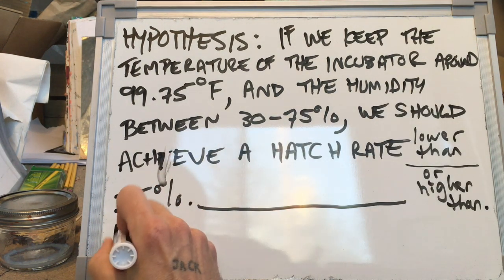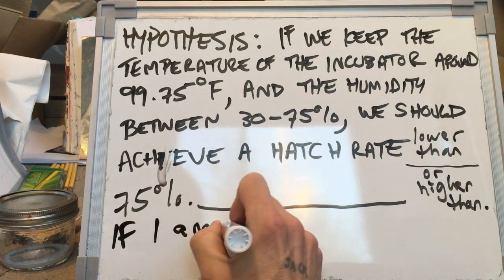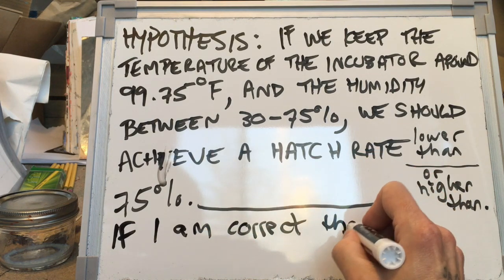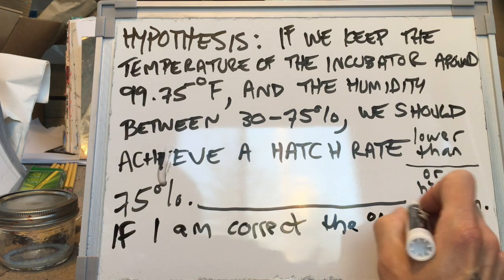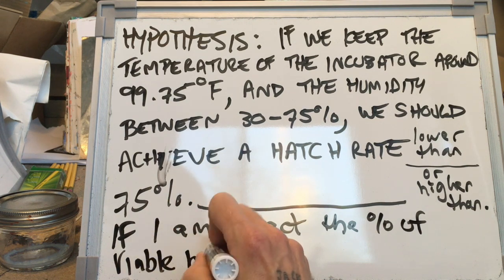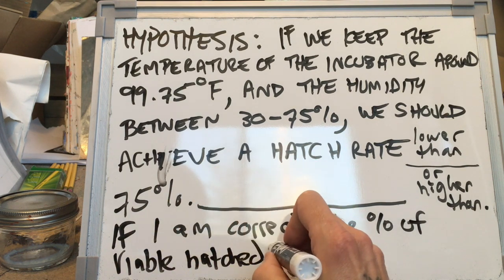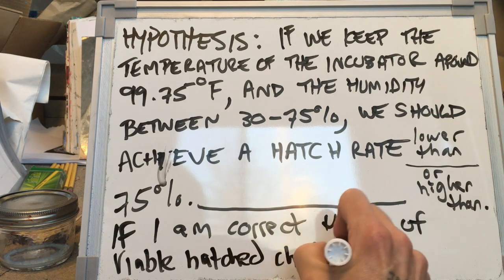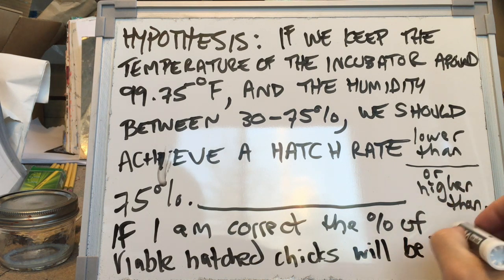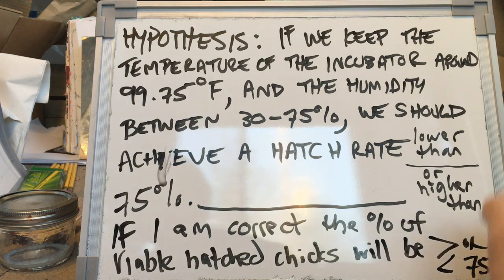So if I am correct, the percent of viable hatched chicks will be greater than or less than, and then you're going to put your 75% there. Cool. That is your hypothesis. Have fun and come to office hours if you need any help.